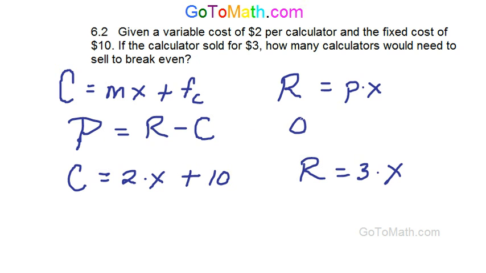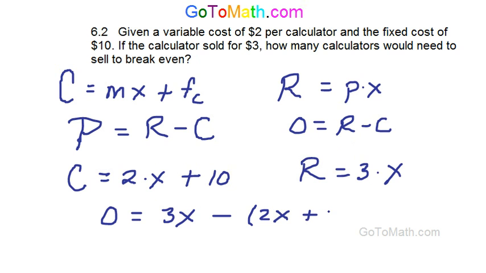Now, they're talking about breaking even. And what that means is that the revenue is equal to the cost, where you would say that your profit is 0. So revenue, that would be 3x minus your cost, and that's 2x plus 10 here. Okay, so we'll want to solve for x in this problem.